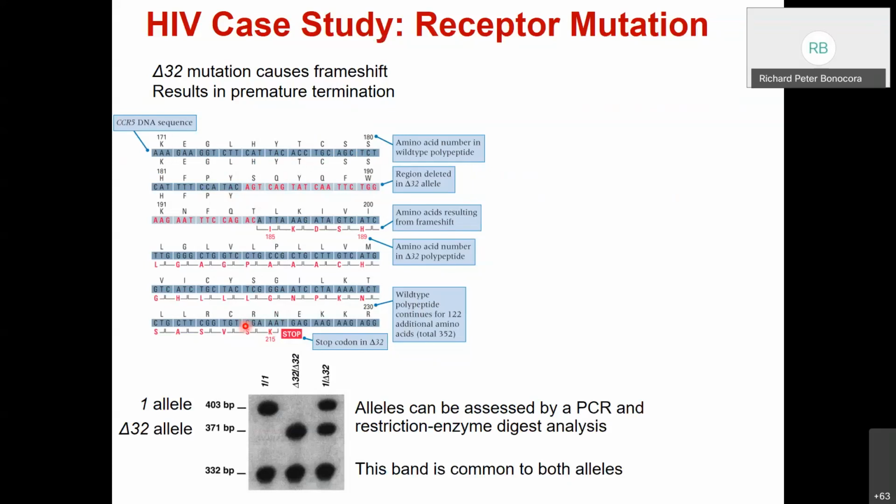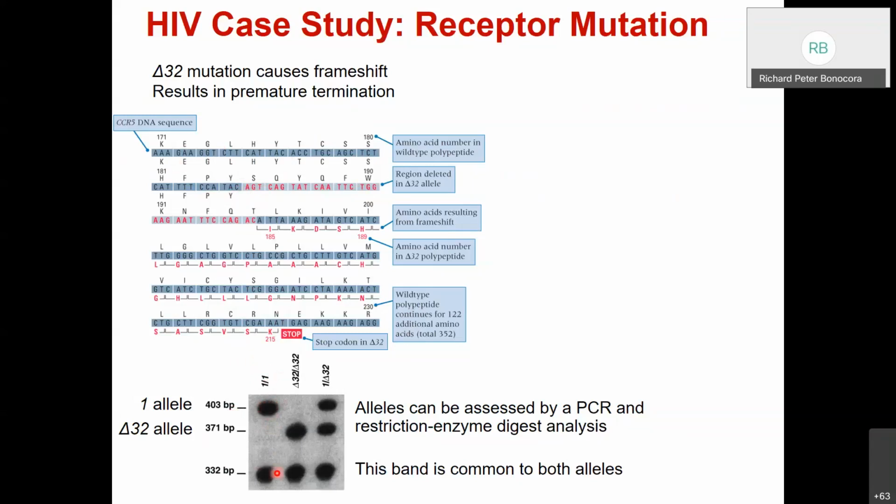Now, this can be observed through molecular techniques. We can do PCR, which we talked about, and restriction digests to identify the alleles that an individual has. What we can see here is that if an individual is homozygous for the wild type allele, they're going to get a band of a certain size that represents the total gene or region of the gene that includes these 32 base pairs.